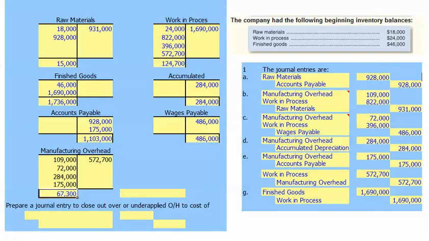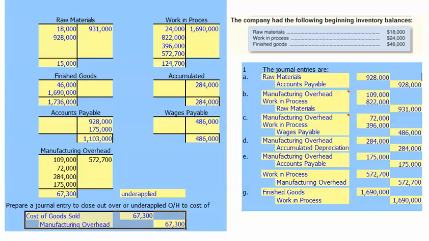Since we have a debit balance of $67,300, that means we had under applied overhead. We did not apply enough, which means work in process was too low by $67,300, which means finished goods was too low by $67,300, which ultimately means cost of goods sold was too low by $67,300. So our journal entry to close that out will be a debit to cost of goods sold, which will increase our cost of goods sold, and a credit to manufacturing overhead of $67,300. And this would zero out our manufacturing overhead account.